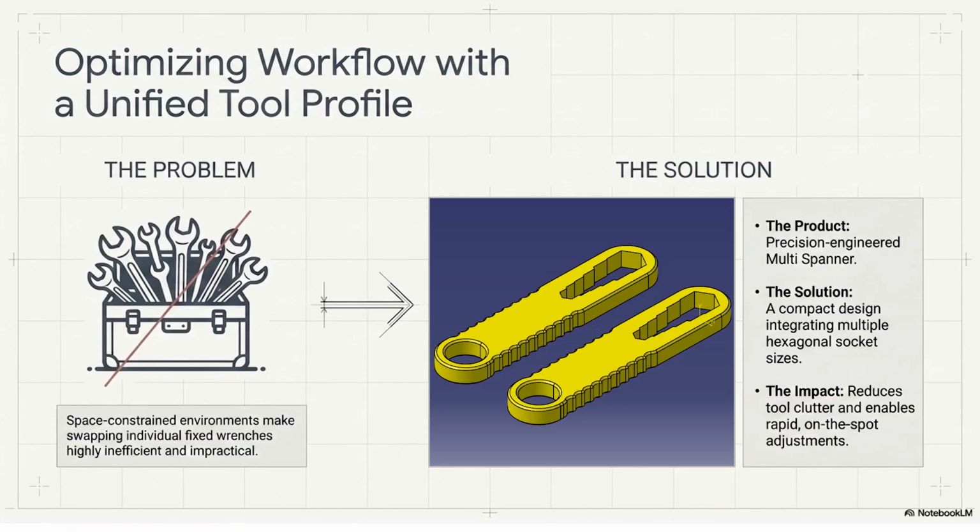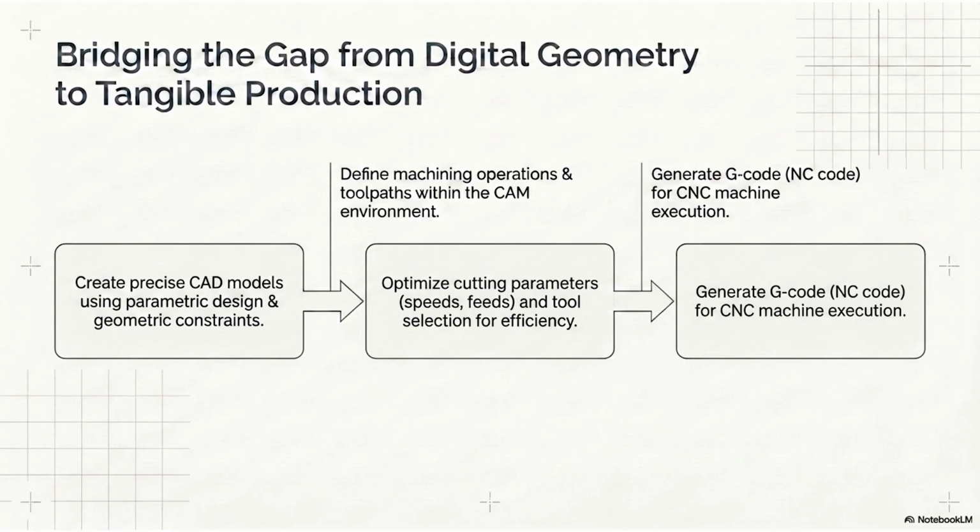In space-constrained mechanical environments, swapping out individual fixed wrenches is highly inefficient and often impractical. Our solution is a precision-engineered multi-spanner. By integrating multiple hexagonal socket sizes into a single compact design, this tool significantly reduces toolbox clutter and enables rapid, on-the-spot adjustment. The core objective of this project was bridging the gap between digital geometry and tangible production.